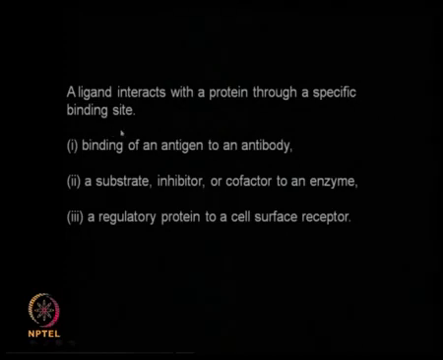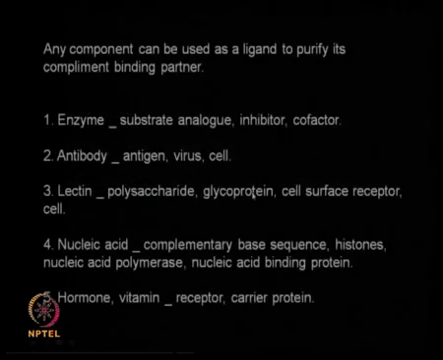As you know, all proteins have a binding site whose shape and size matches exactly with the ligand. The binding could be between an antigen and an antibody. So you see it becomes very specific and no other antibody will bind to this antigen. You can have a substrate, an inhibitor or a cofactor binding to an enzyme. The substrate could be very specific to the enzyme, and other enzymes will not bind to this substrate. It could be a regulatory protein binding to a cell surface receptor. So the protein and the cell surface receptor are complementary to each other. This is how you achieve specificity in affinity chromatography.